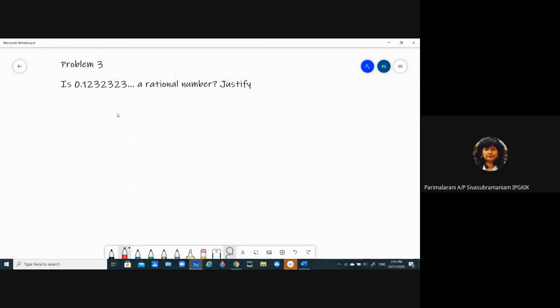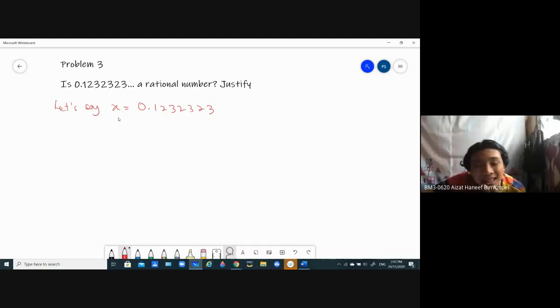Okay, problem 3. Is this number 0.1232323 a rational number? Okay, so we always start like this. Let's say x equals 0.1232323, okay? So now, what should we do first? Which numbers are repeating? After 3. After 3, right?